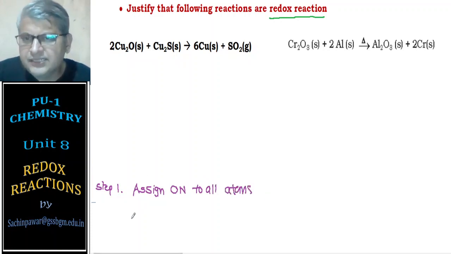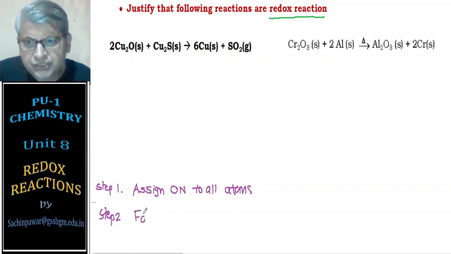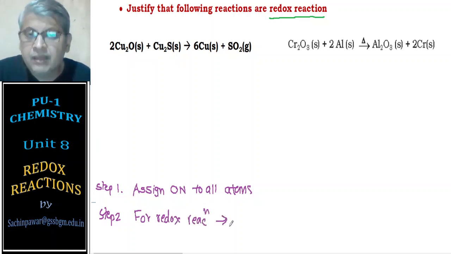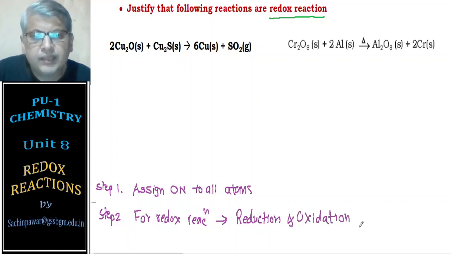Okay, and then see that if you want to say it is a redox reaction, you know a redox reaction is a reaction where oxidation and reduction both are taking place. Therefore you have to just find out the reduction and oxidation reaction in the reaction.